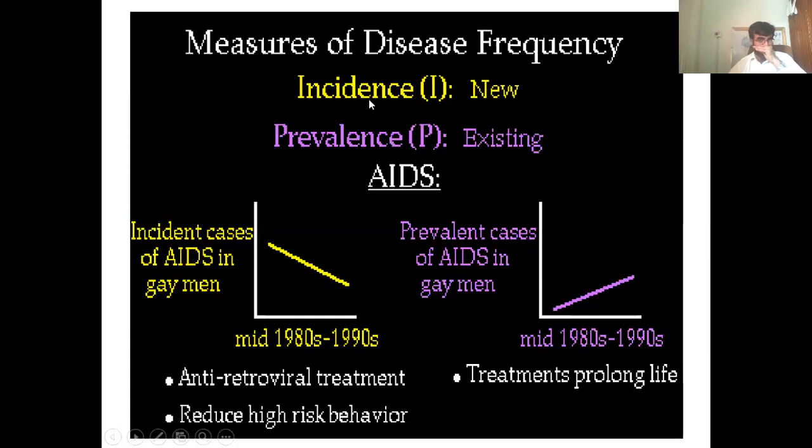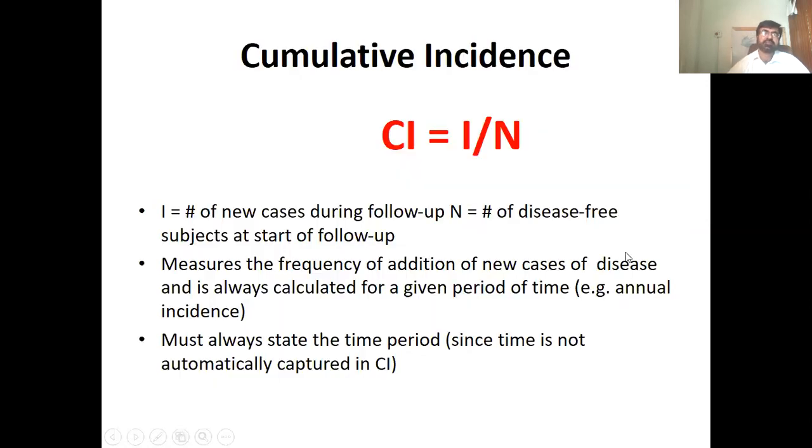This is another measure of disease frequency, incidence. So here is the incidence of cases of AIDS in gay men, and from the 1980s to the 1990s, it decreases. In the mid 1980s to 90s, treatment prolonged life, so the prevalence increased. These people have not gotten rid of the disease, and that's why it is increased.